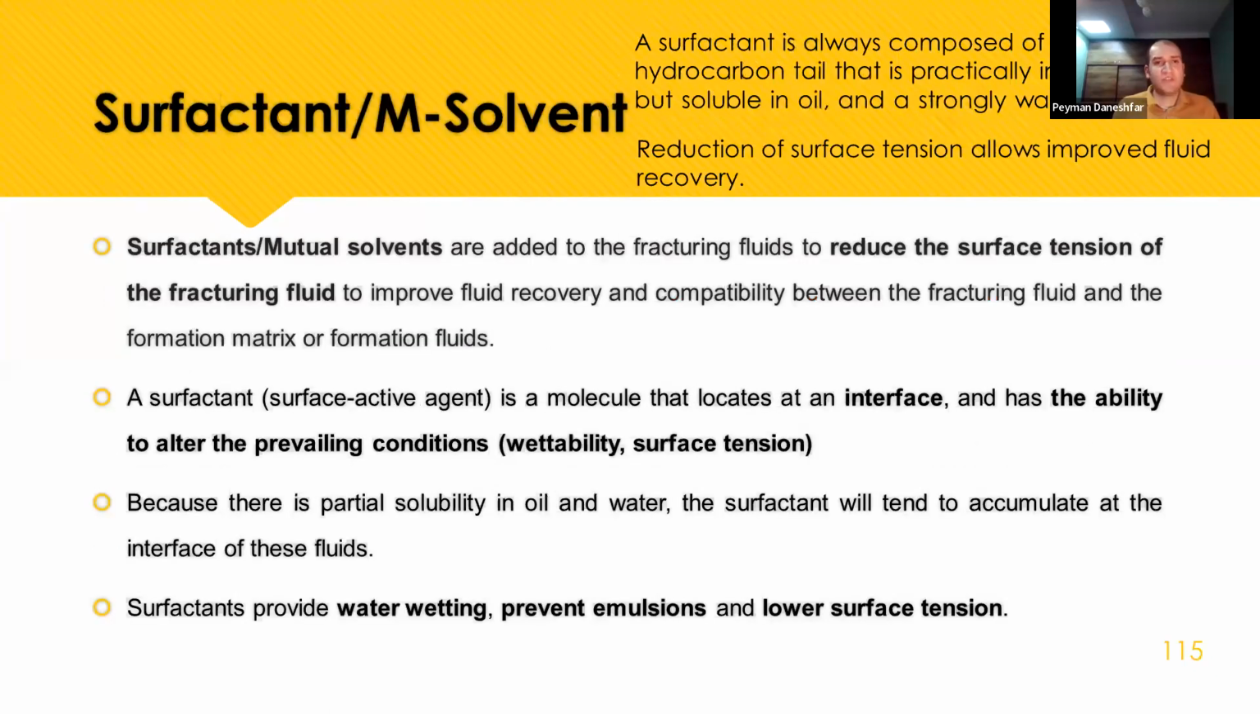Surfactant or mutual solvent are the famous additives that we use in acidizing or hydraulic fracturing. Surfactants or mutual solvents are added to the fracturing fluid to reduce the surface tension of the fracturing fluid. But one thing, this is just to homogenize the other additives in a fracturing fluid.